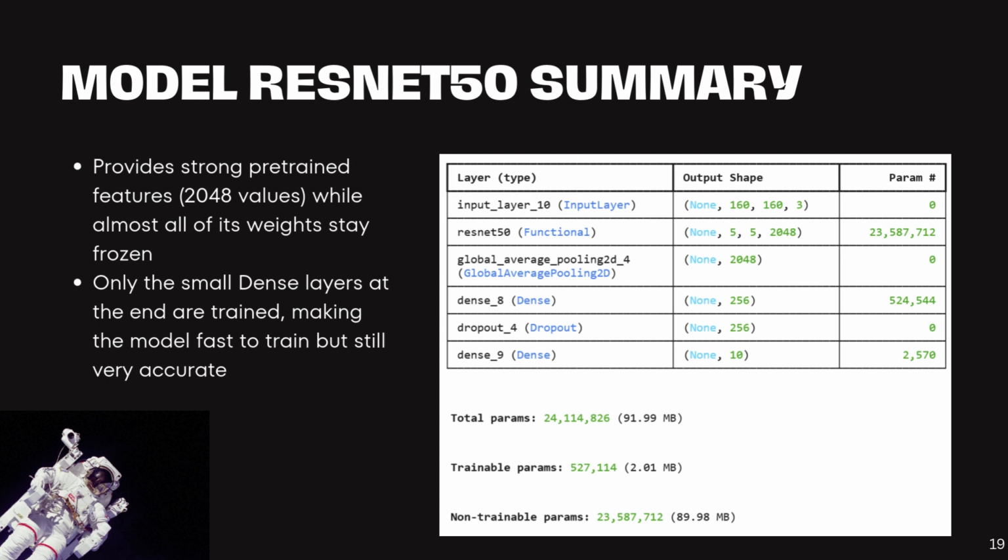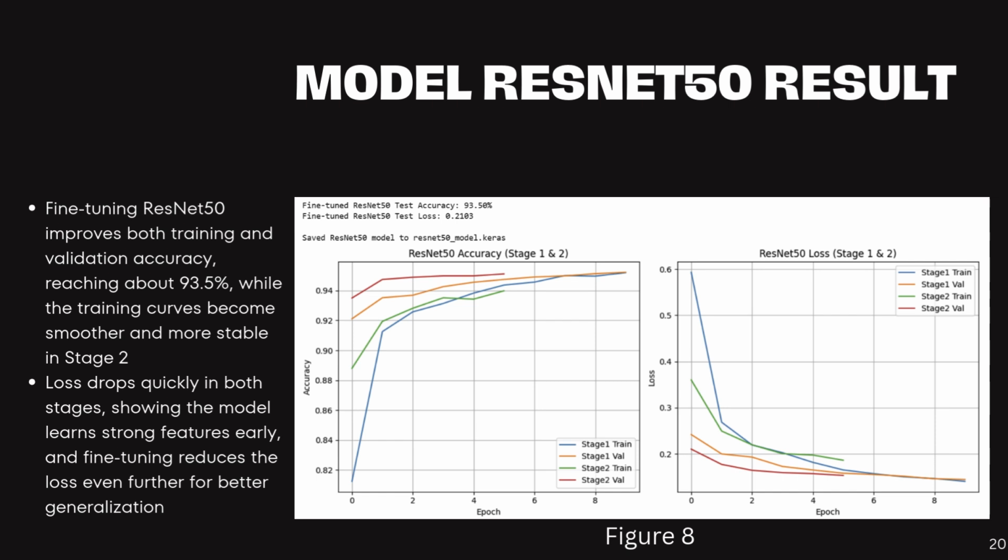Another model is ResNet50 that I also worked on, and here you can see there are more trainable parameters, 527,000, so this takes longer to train. Here's the accuracy, and it achieves around 93.5%, the same as VGG, and this has better generalization because it trains more, I guess.